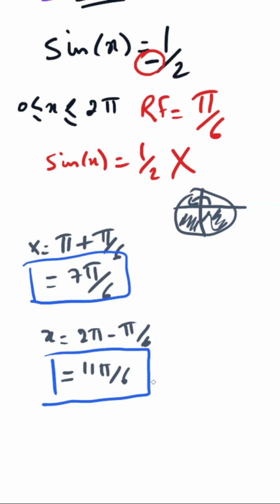Now the next step is always verification. You have to always verify your answers. So if you plug sine of 7 pi over 6 into your calculator, it will give you minus half. And if you plug sine of 11 pi over 6 into your calculator, it will give you minus half. So our final answers are solution 1, this is it, and solution 2, this is it.